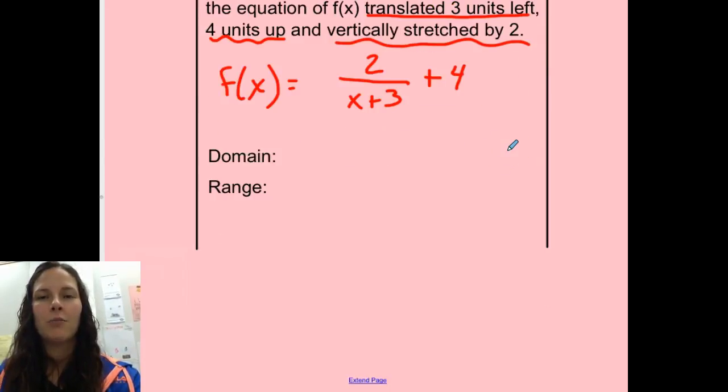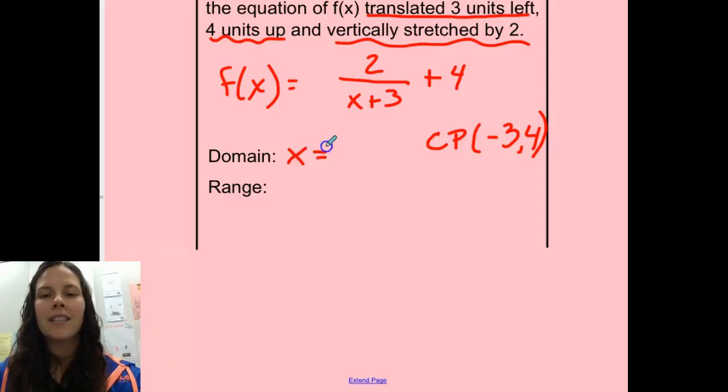Typically we identify domain and range from the graph, but we can identify that from the equation. Thinking about our critical point, -3, +4. That is where our two asymptotes meet. For the reciprocal function, that's the one that is both below and above the asymptote. So our domain will simply be x cannot equal -3, and our range would be y cannot equal 4.